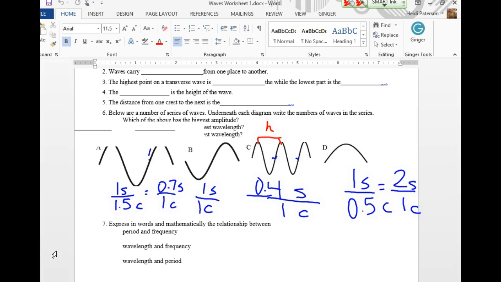So you said that C had the highest frequency because it had lots of waves in 1 second.